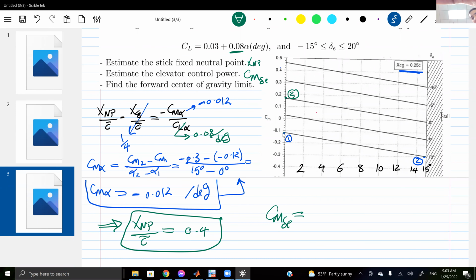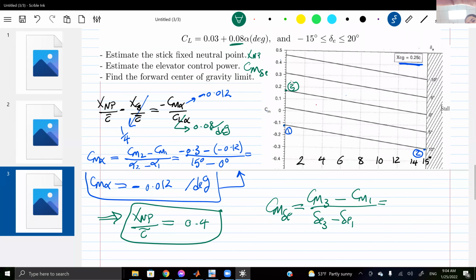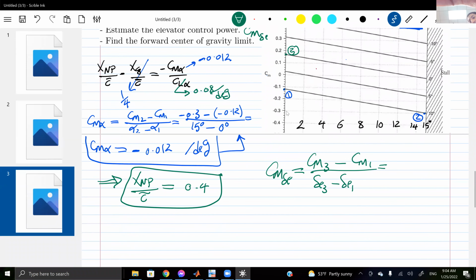So I'm going to call it point 3, and I'm going to say CM delta is simply CM3 minus CM1 over delta elevator 3 minus delta elevator 1. How much is this? Let's look at it. CM3 is something like 0.17 minus CM1, which we already have from before, this was negative 0.12, over delta elevator 3. Can anyone tell me what is delta elevator 3? It's 0. Yeah, exactly. You look at this line, it's corresponding to 0 deflection, minus delta elevator 1. What is the elevator deflection corresponding to 1? Look at this. This is 10 degrees.